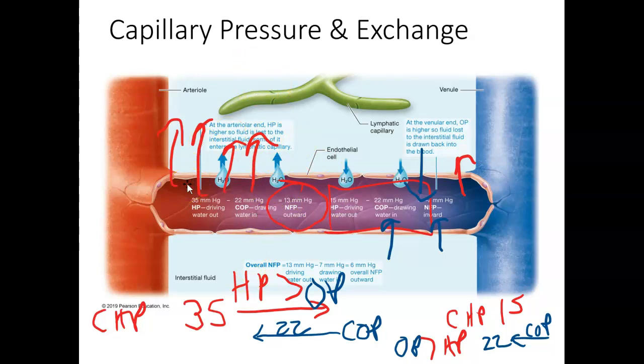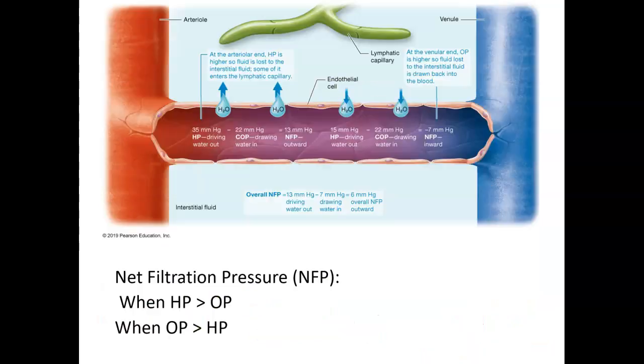And if I look at the venous end, now it's different, right? I had a force of 15 pushing out, but 22 pulling back. And so if I look at my difference there, it's about 7. So what that tells me is I have a net force of 13 pushing materials out and a net force of only 7 pulling things back in. So that's setting up a bit of a problem.